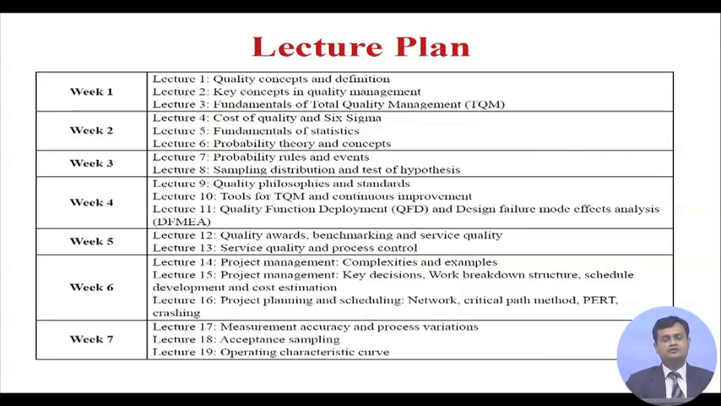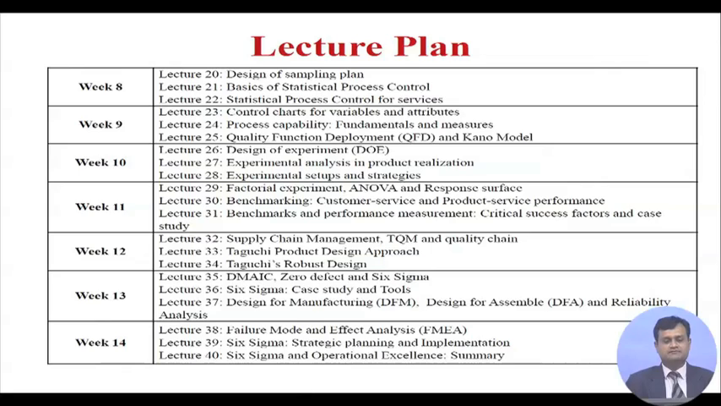Week 7 will have 3 lectures, Lecture 17, measurement accuracy and process variations, Lecture 18, acceptance sampling, Lecture 19, operating characteristic curves. Week 8 will include Lecture 20, design of sampling plan, Lecture 21, basics of statistical process control, Lecture 22, statistical process control for services. Week 9, Lecture 23, control charts for variables and attributes, Lecture 24, process capability fundamentals and various measures, Lecture 25, quality function deployment and Kano model.